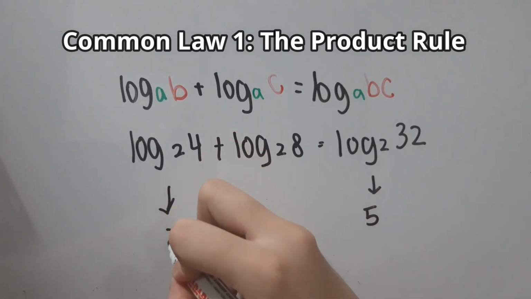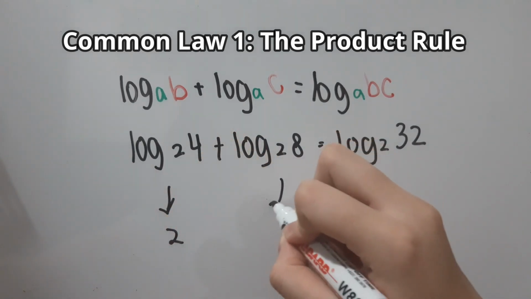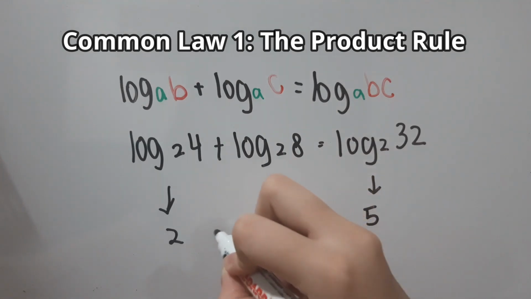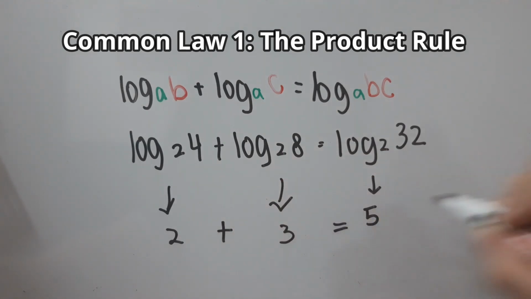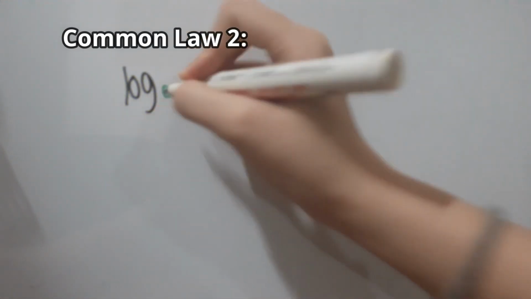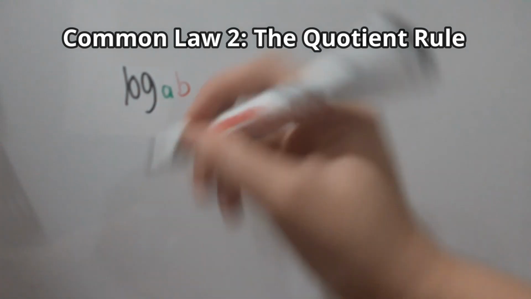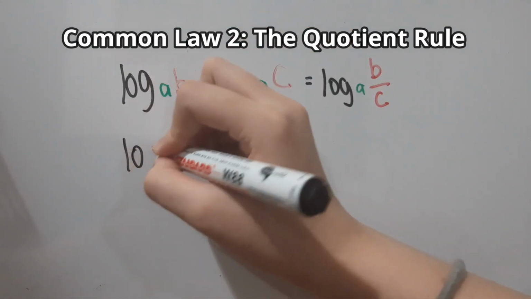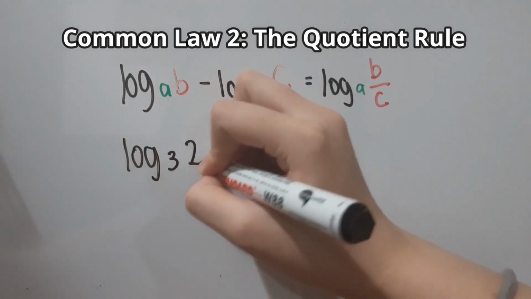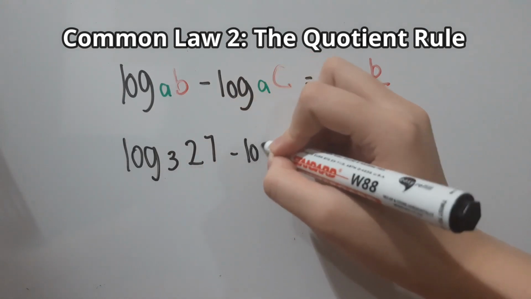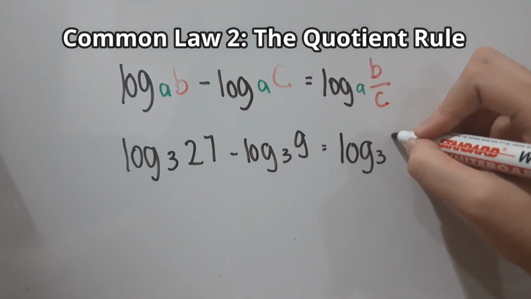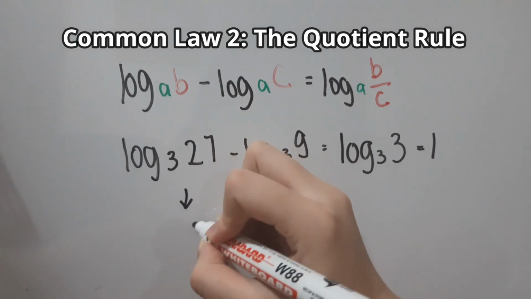It also makes sense because log base 2 4 is 2, log base 2 8 is 3, and their sum is also 5. Common law 2. The quotient rule. Now we subtract two logarithmic expressions. You can divide their results. Like if we have log base 3 27 minus log base 3 9, we get log base 3 3, which can be simplified to 1.